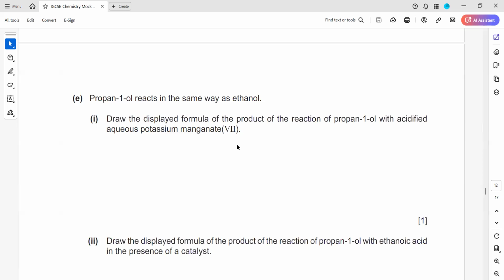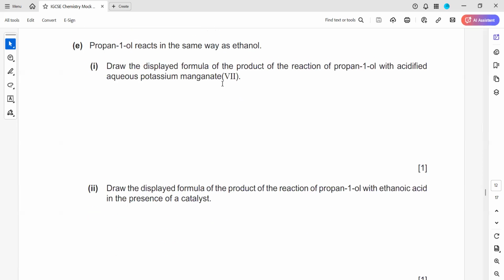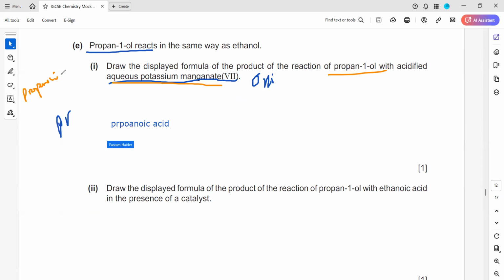Propan-1-ol reacts in the same way as ethanol. Draw the displayed formula of the product. Acidified potassium manganate is an oxidizing agent. It will oxidize propan-1-ol to what? Propanoic acid. So we have to draw the product, propanoic acid. Prop means 3 carbons, 1, 2, 3, and then C double bonded with O.